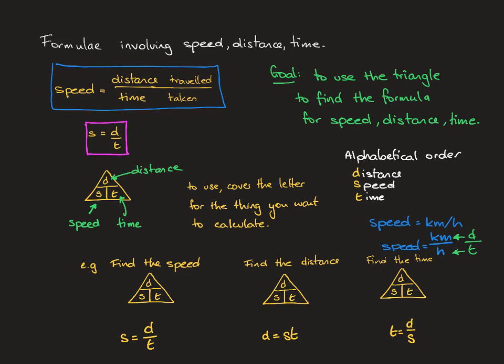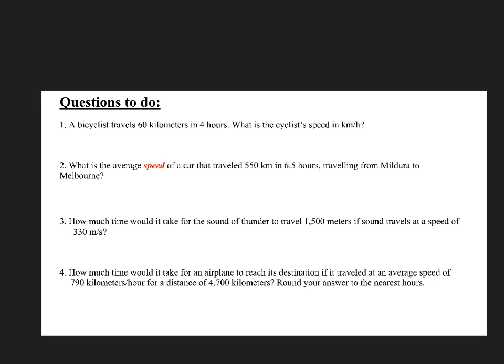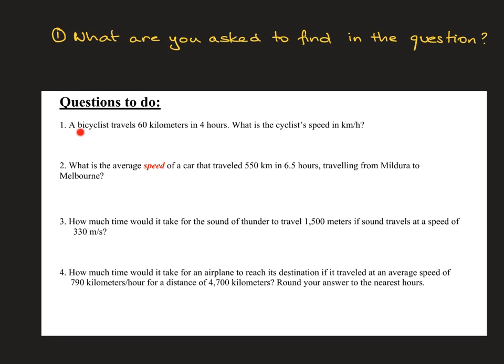Let's have a go at writing some of these formulas. So here are some questions to do. The very first thing we need to do is to find out what the question is asking us to find. So let's have a look at the first question. The first question says a bike travels 60 kilometres in 4 hours. What is the cyclist's speed in kilometres per hour? So we actually have to find the cyclist's speed in kilometres per hour. That's what we're asked to find.